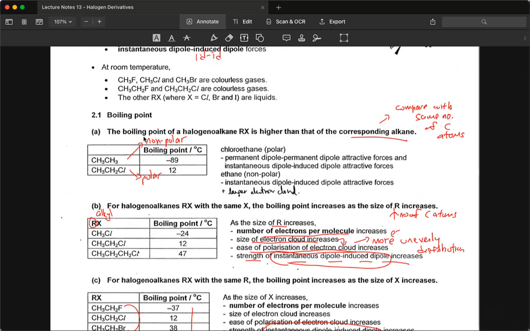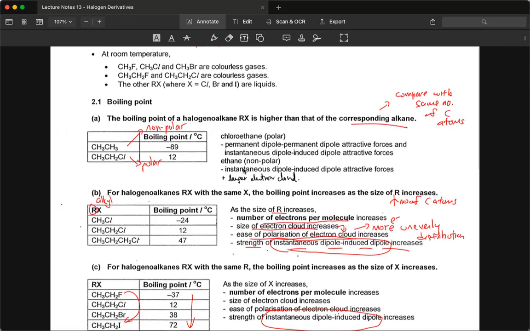The boiling point of a haloalkane is higher than the corresponding alkane because for haloalkanes, there exist PDPD and IDID attractive forces, whereas for the alkanes, only IDID forces exist.